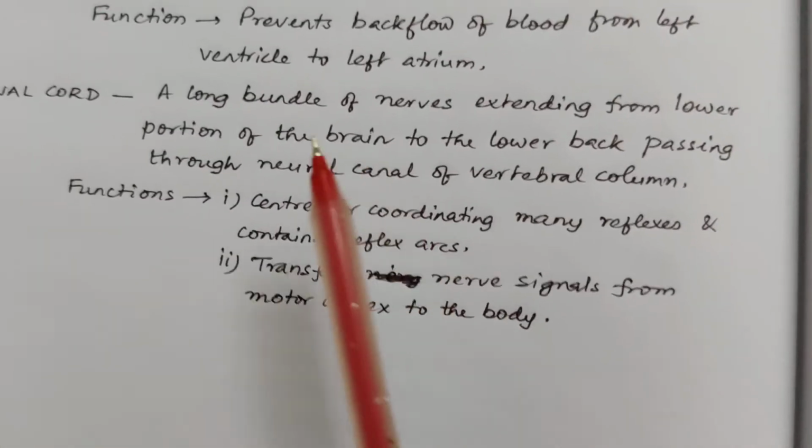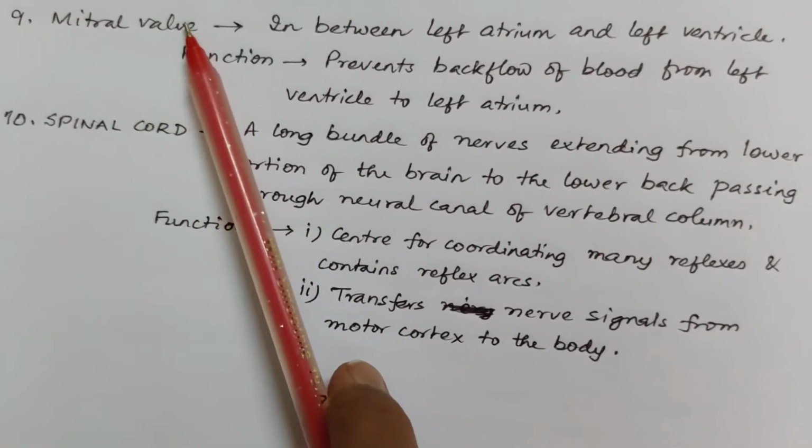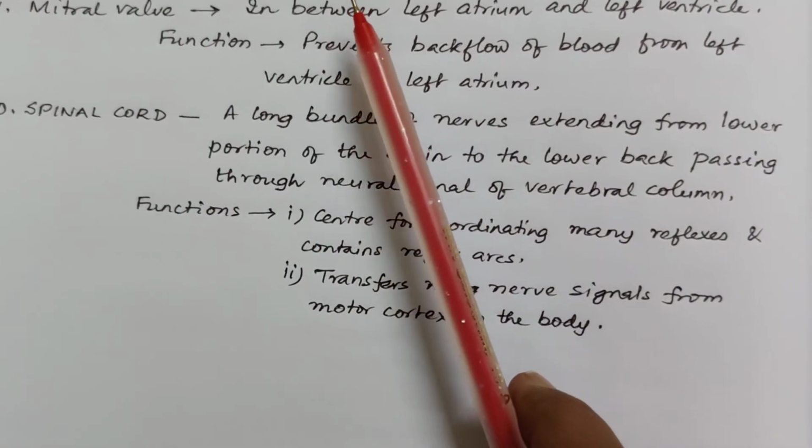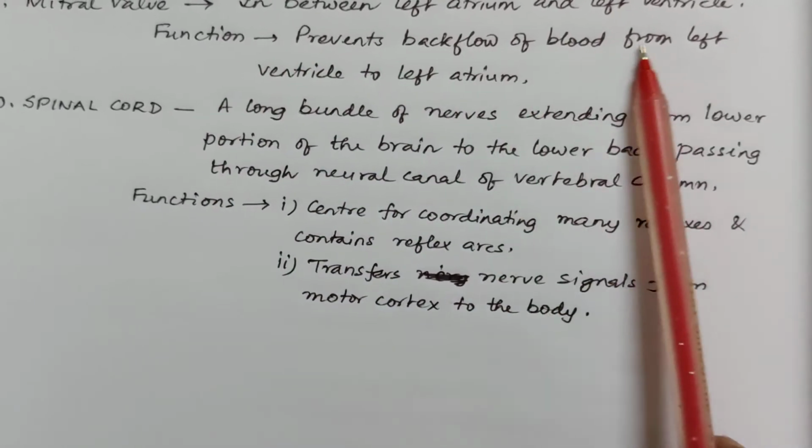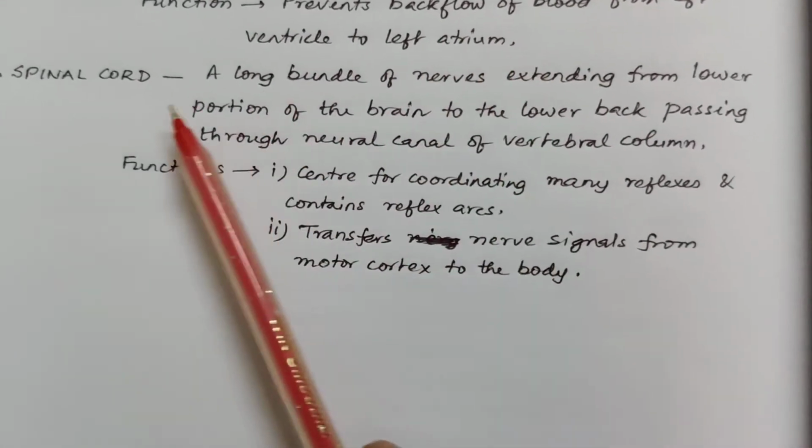Next is mitral valve, also known as bicuspid valve. It is in between the left atrium and left ventricle. Its function is prevents backflow of blood from left ventricle to the left atrium.